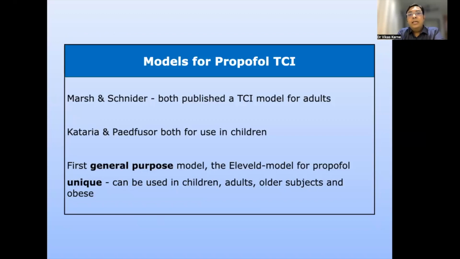Coming to Marsh and Schnider, both are published as TCI models for adults, and Kataria and Paedfusor for children. But now we have a unique model, an A-level model, which is derived from direct patient data. It is not dependent on volunteer data. It is the first general purpose model, which can be used for children, adults, older subjects, and even for the obese. So this is something which is new. And this model is now available in the current pumps.